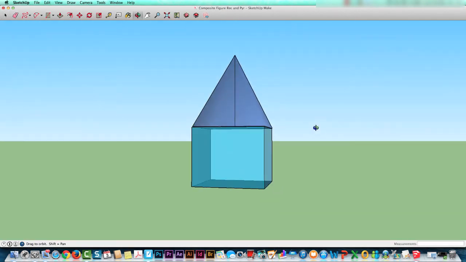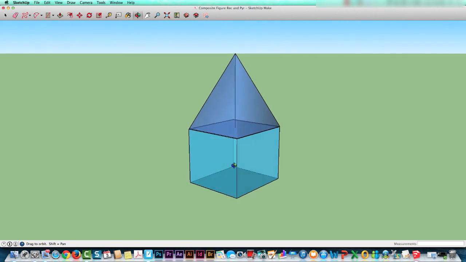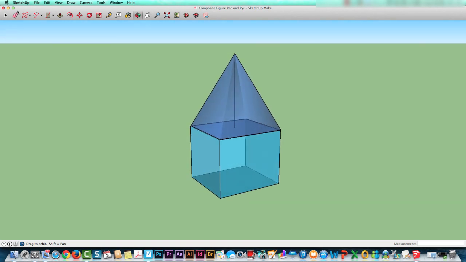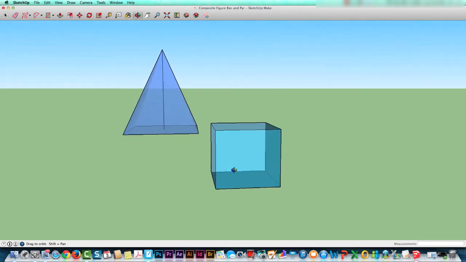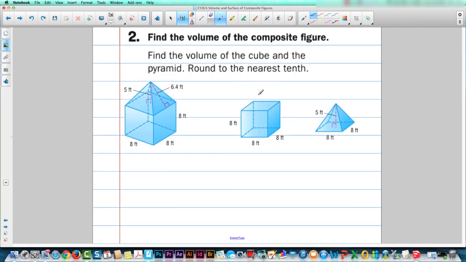Here we have a solid that looks similar to the one in the problem, and what I'm going to do is decompose it. I'm going to select the solid on the top, and I'm going to move it. As you can see, all I have to do is find the volume of the pyramid, find the volume of the rectangular prism, and then add those two numbers together. Here I have the rectangular prism, which comes from the bottom, and I'll call that V1. And here I have the pyramid, and I'll call that V2 for the volume of the second one.